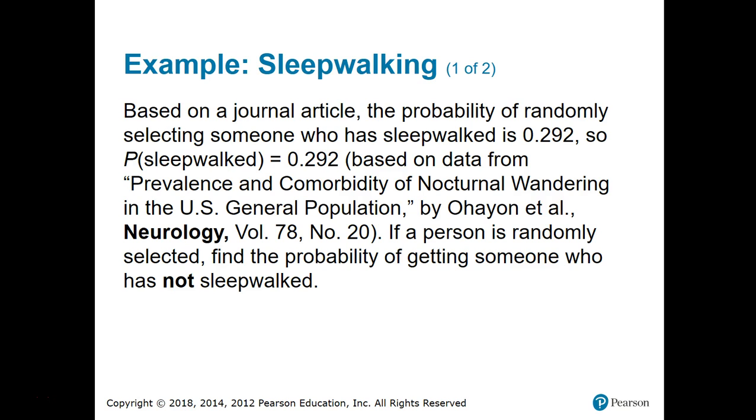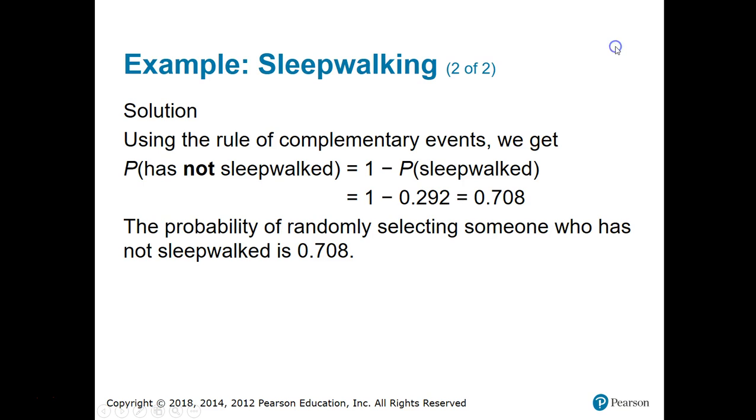Fancy. Ooh. Person randomly selected, the probability that someone has not sleepwalked. Well, that's simply 1 minus 0.292. Let's see if that's what they do. That is what they do. 0.708. So, 0.708.